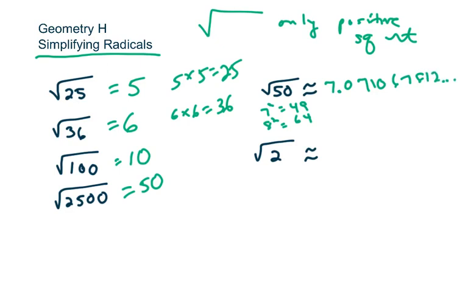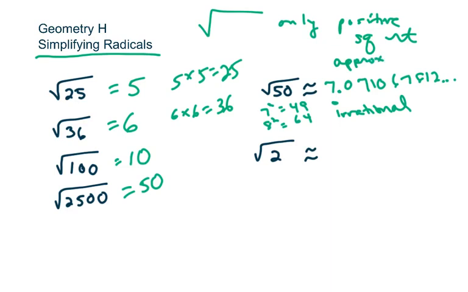And you'll notice there's no repetition in the digits. That's because this is an irrational number. So irrational numbers cannot be represented as fractions. Therefore, the calculator can never give you an exact value. So this is an approximation.